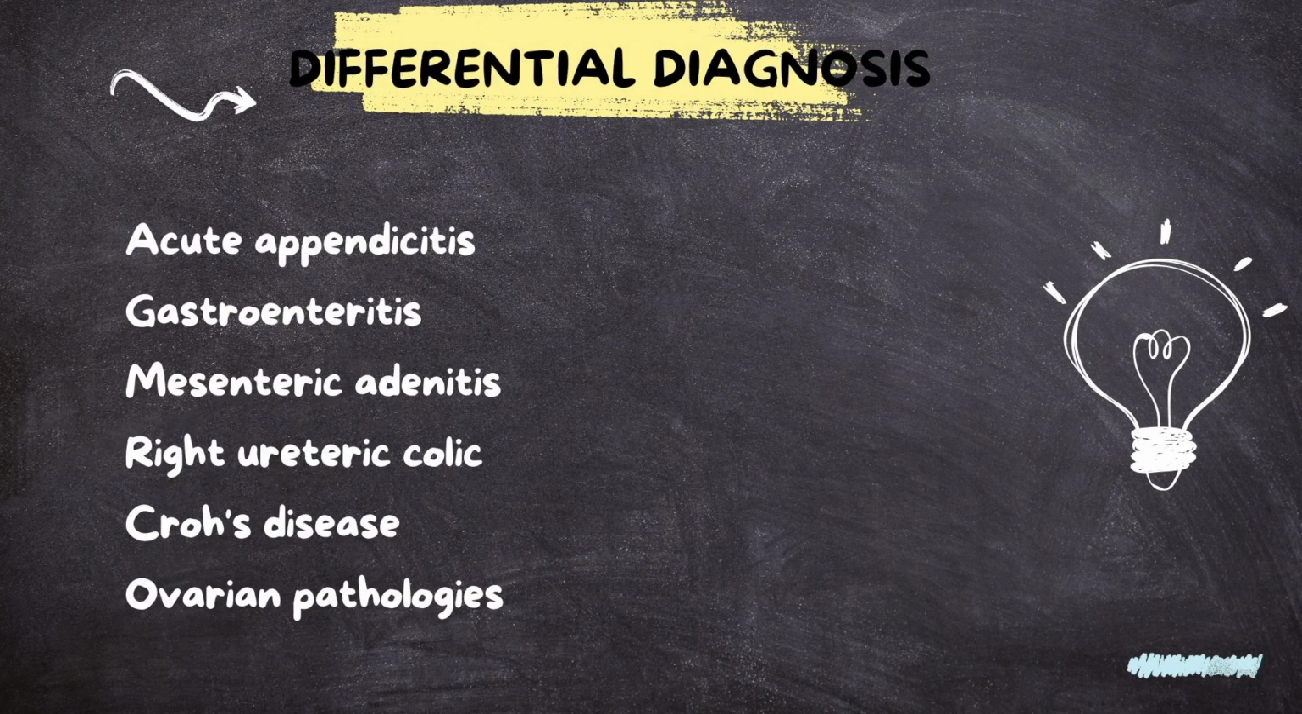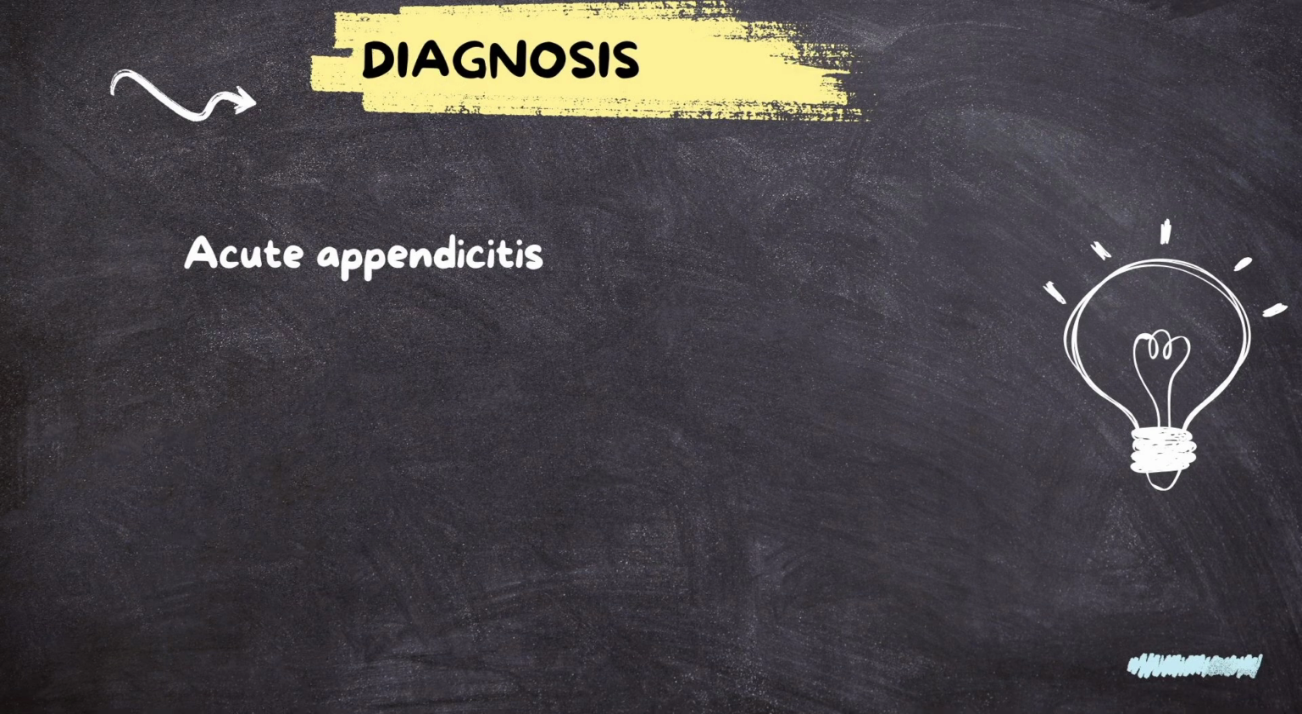At this point, our main differential diagnoses include acute appendicitis, gastroenteritis, mesenteric adenitis, right ureteric colic, Crohn's disease, ovarian pathology in females. From the lab picture and imaging we come to a diagnosis of acute appendicitis.